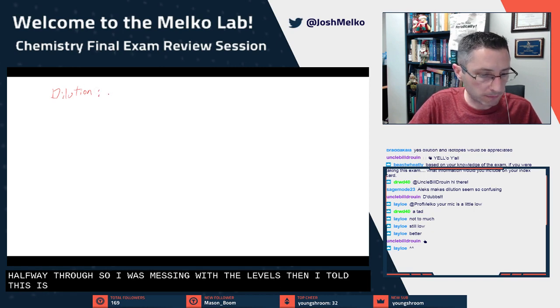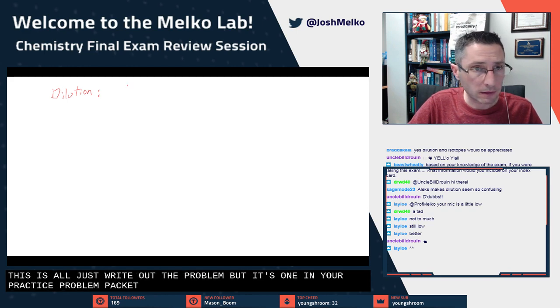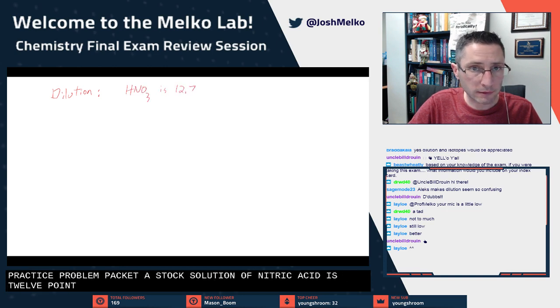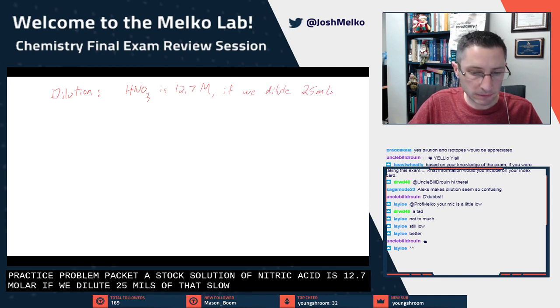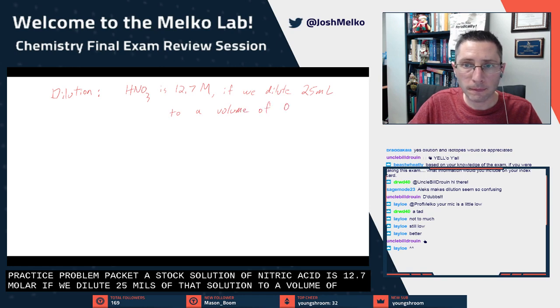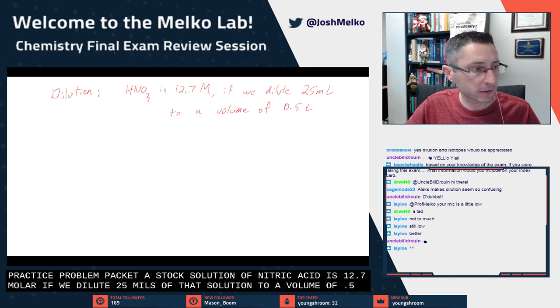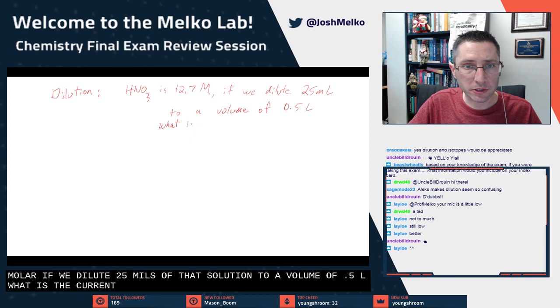Alright, so I'll just write out the problem, but it's one in your practice problem packet. A stock solution of nitric acid is 12.7 molar. If we dilute 25 mL of that solution to a volume of 0.5 liters, what is the concentration of the final solution?